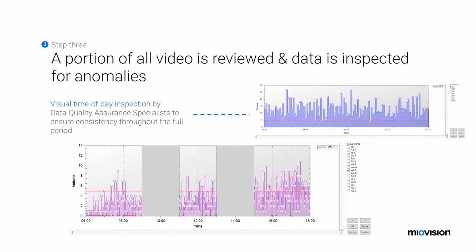The next step is our visualization step. So here we're looking at our time of day inspection. On the slides, you see a couple examples. I only have one movement selected, but we can toggle between comparing multiple movements, multiple times of day, and toggle between the different classifications. So during this phase, we're looking for gaps in the data or any potential spikes to make sure that the data looks correct.